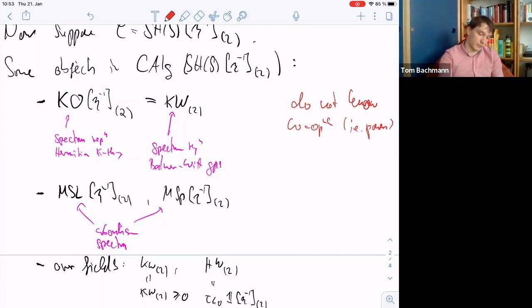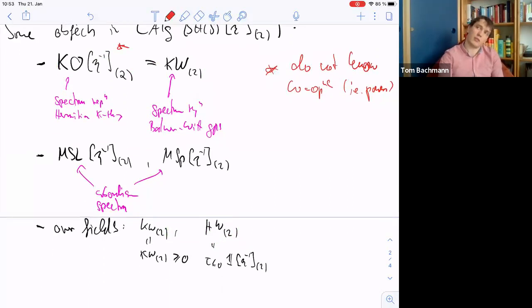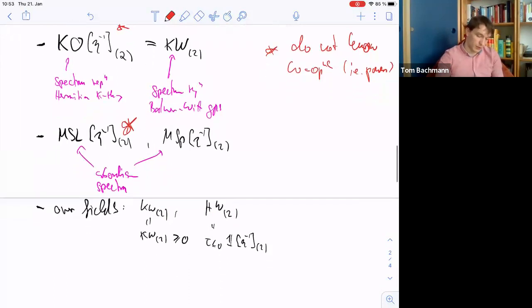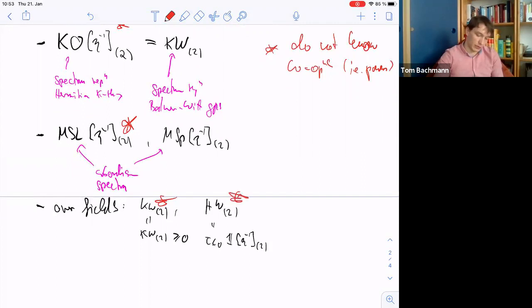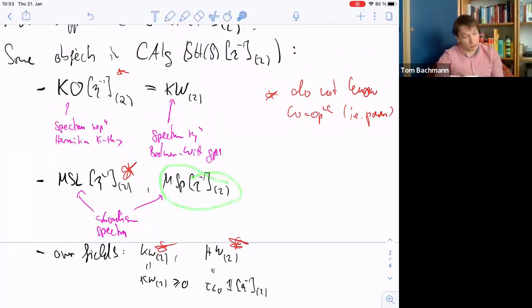Right, and so this problem happens here. I don't think we know these. We don't know it here and we don't know it here. Okay, but at least for MSp, for example, we know the cooperations, good start. But then we don't know the homotopy groups. We do not know pi star.